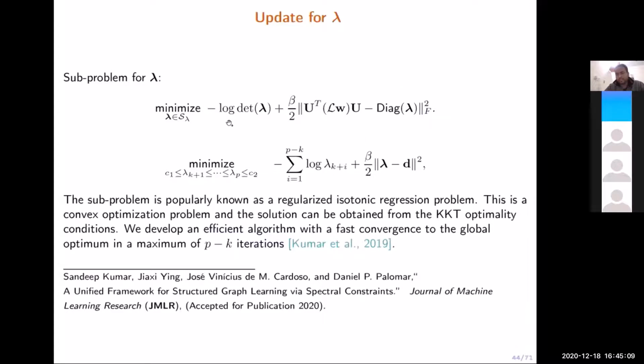We could use a CVX solver and all, but that will incur too much time in terms of complexity. So we have developed a solution which requires exactly p minus k iterations and satisfies the KKT optimality condition. So we have three variables and three simple update rules.